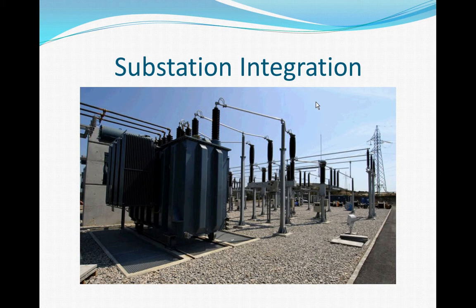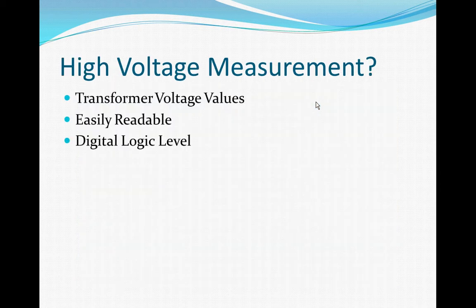Looking at values arising from the substation level, we have power distribution and power transmission that encounters very high voltages. And the question arises, how do we turn these high, unusable voltages into something we can read by a simple computer, embedded controller, or just a simple meter? Taking a look at high voltage measurement, we want to take the voltages that are produced by the transformer, both sides, into something that's easily readable and something that we can view at a digital logic level.